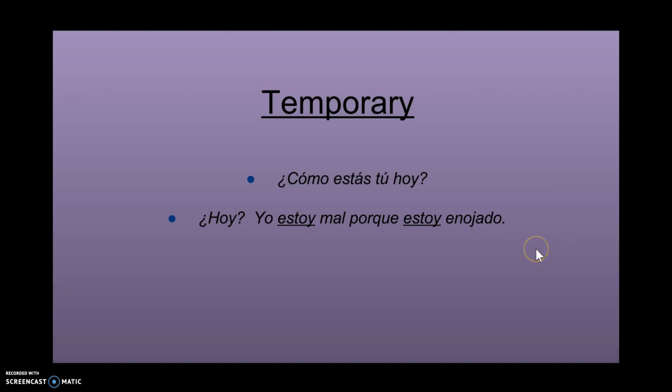Finally, we finish off with the T for temporary. This is for things that are usually temporary. As we already noted, things like the location of a building are permanent. And temporary is also one of your most basic rules for using the verb estar, one of your most basic reasons. The question we're asking here, that you learned very, very early on in the beginning of your Spanish, is ¿Cómo estás tú hoy? How are you today? And the answer being hoy, yo estoy mal porque estoy enojado. Today, I am bad because I am angry.